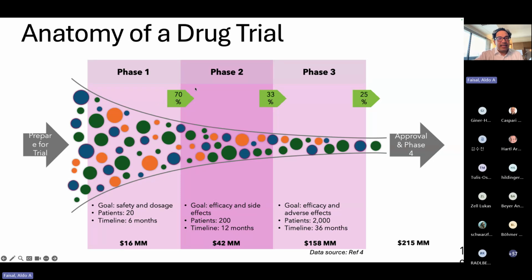And typically only 70% of candidate molecules make it to phase 2, a third to phase 3, and a quarter out of phase 3 into approval and then pharmacovigilance. So that means that you have a rapid decrease in the number of candidate treatments. And so you better be able to determine very accurately how well a patient is doing.